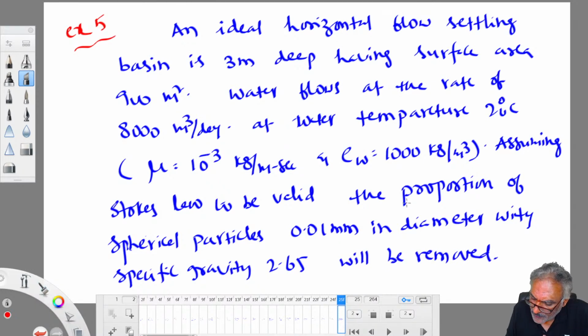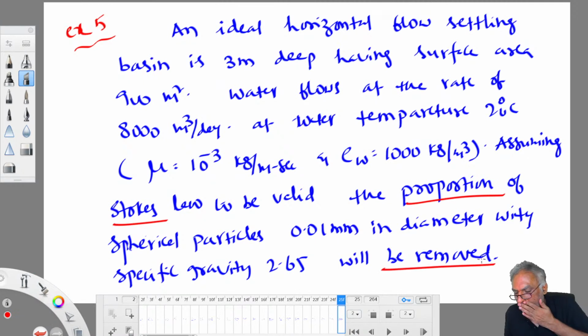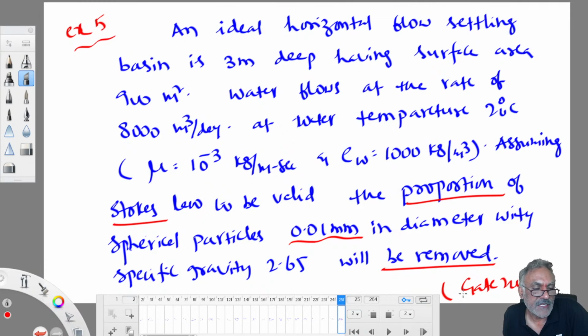So what have you been asked to find out? Proportion of particles removed. What you have to understand is, proportion of particles removed means nothing but percentage of particles removed, or efficiency of particle removal, is being asked. So to work out efficiency of particle removal you require two things. Of course options are given. This question has been asked in GATE 2003. Options are 32.5, 67, 87.5, D 95.5 like that. But let us not go with options. Let us work out the problem. Come on, try. All of you try.